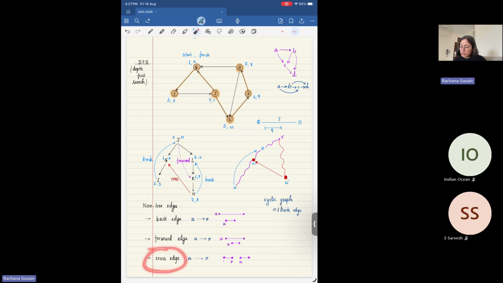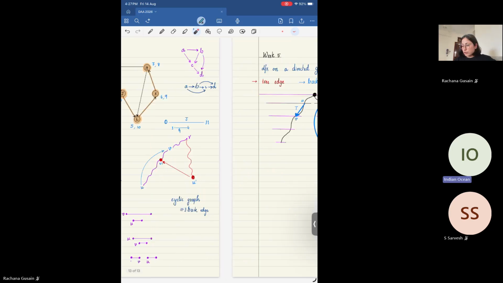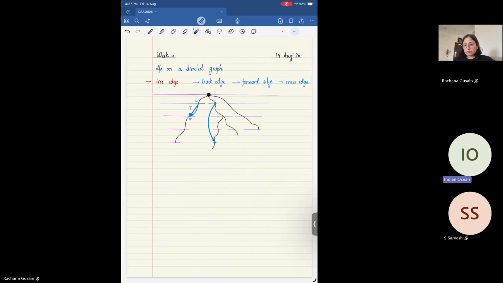And finally, if I consider cross edges, we can see that they are going to be completely disjoint. 1, 4 and 7, 8. These are completely disjoint intervals. So is that clear? Okay.